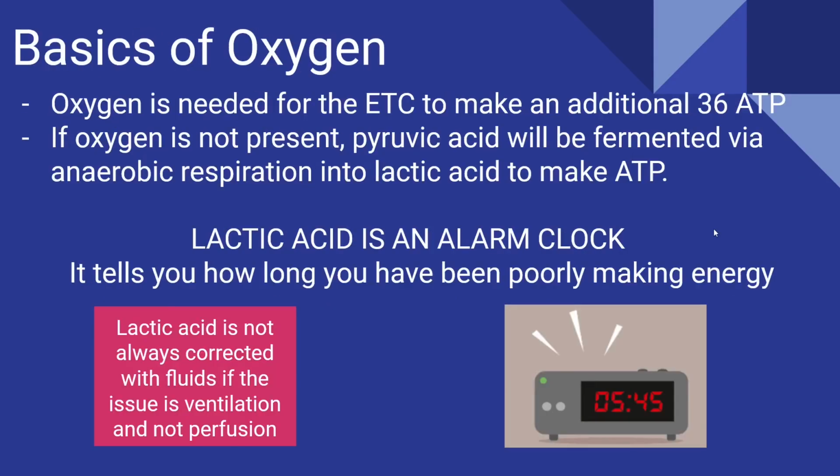Now we'll talk about some basics of oxygenation, right? This oxygen is needed for the electron transport chain in aerobic respiration inside the mitochondria to make an additional 36 units of energy, right? If oxygen is not present, that pyruvic acid is going to be instead fermented through anaerobic respiration to make lactic acid. And that can be used to take off a couple electrons and donate them to try to recharge some batteries.